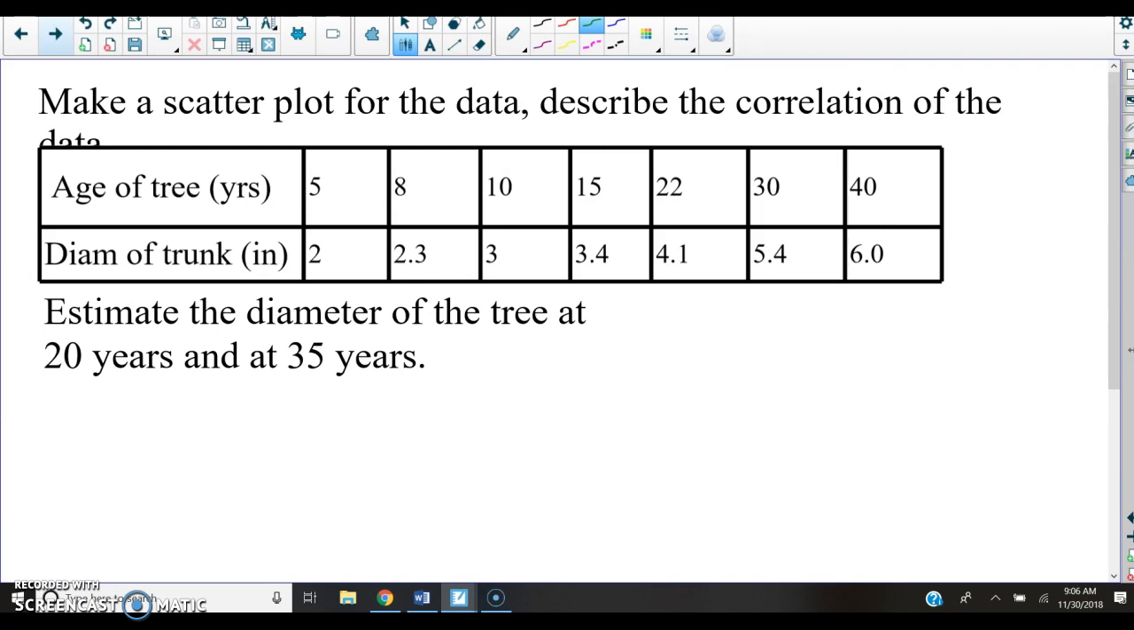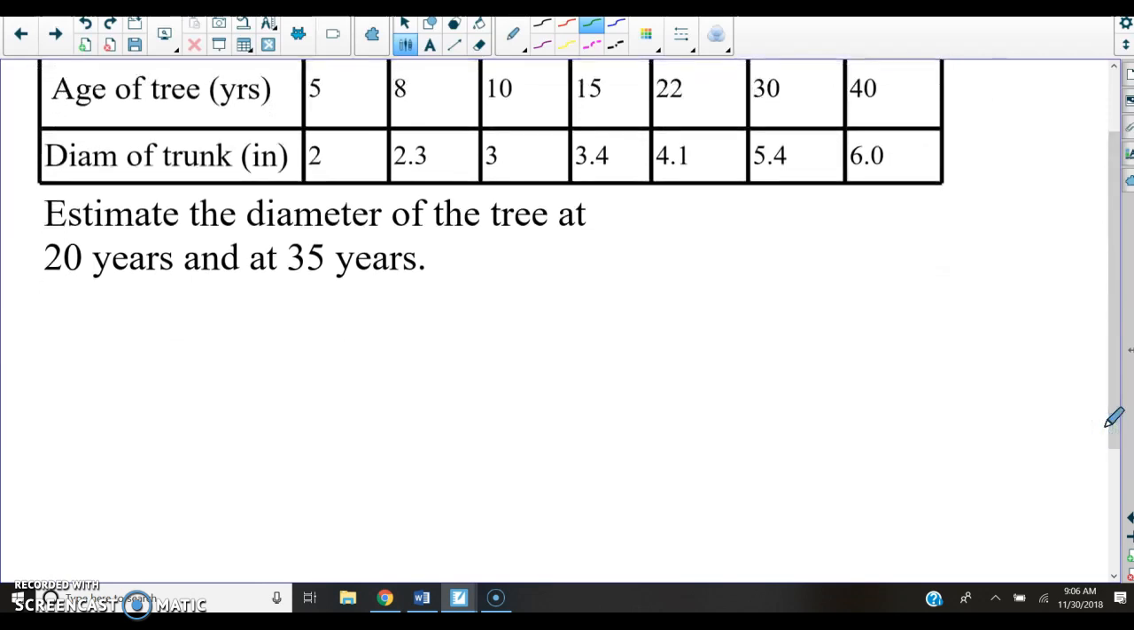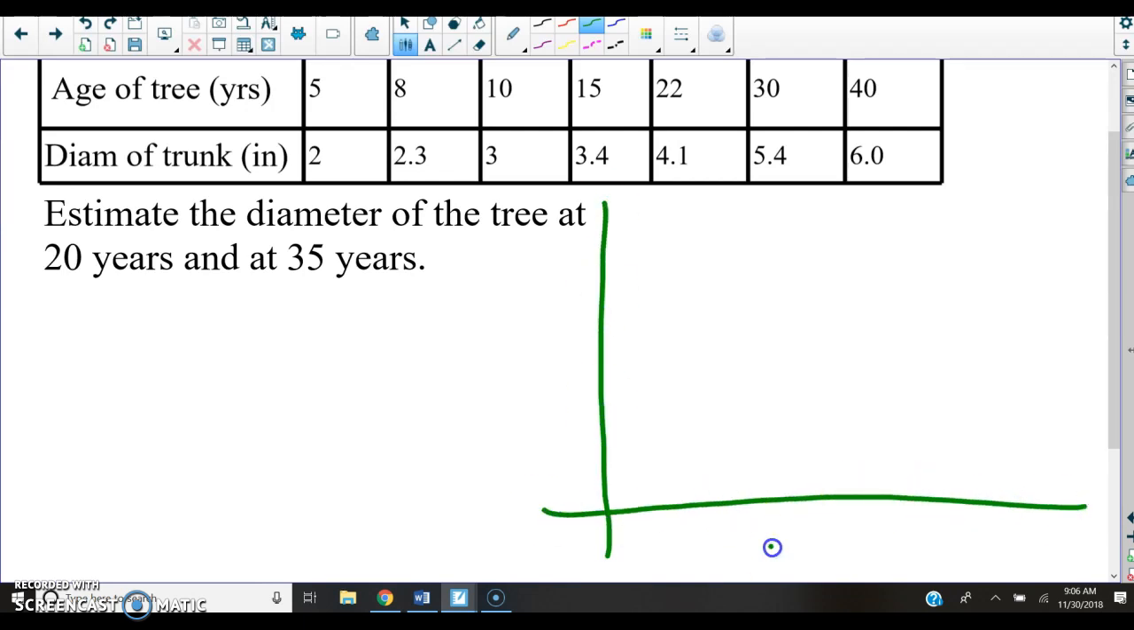Okay, here's one of my cheesy examples. We have a tree, and we planted it 5 years ago, and now we're going to start measuring what the diameter is. We've got a fancy little calipers, so we can measure it. So we want to make a scatter plot. Well, the diameter depends on the age. So the age of the tree is independent, that's our X, and the diameter of the trunk depends on that. Okay, I see that I go up to 40 years on my data.